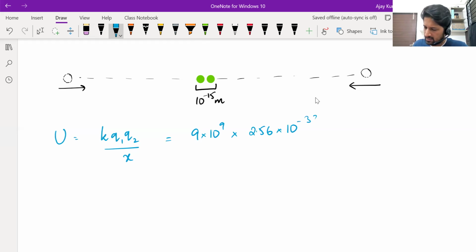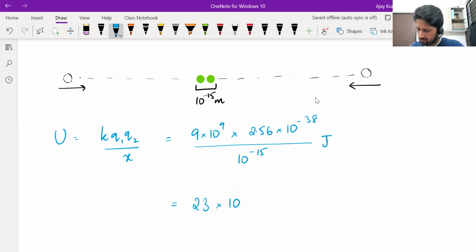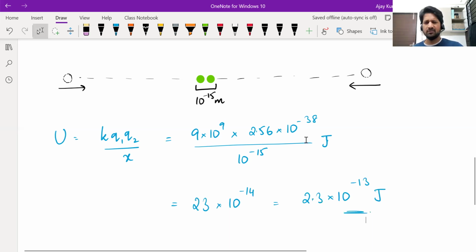into 10 power minus 38, divided by what distance do we want them to come to? 10 power minus 15 meters. So this answer will be in joules. So the energy required will be 9 into 2.56, approximately 23, and 10 power 9, 10 power minus 38 will be 10 power minus 29, another 10 power 15, so 10 power minus 14. So you can write this as 2.3 into 10 power minus 13 joules. Fine. It's a very small amount of energy considering just one proton and one proton.